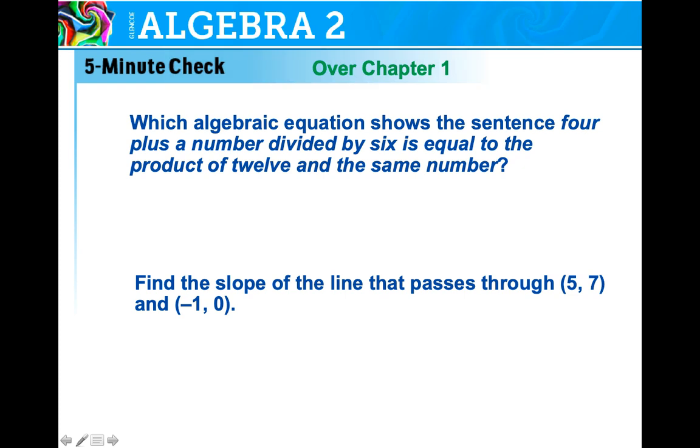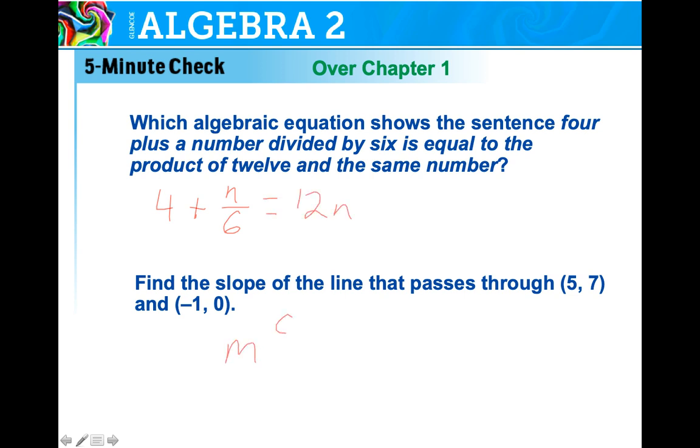Same thing here. Write words into symbols. 4 plus a number divided by 6 is equal to the product of 12 and the same number. Now it just said 4 plus, so we just want to go 4 plus that number divided by 6. If they had us say the sum of a number and 4 first, then we would have to divide everything by 6, is equal to the product of 12 and the same number.